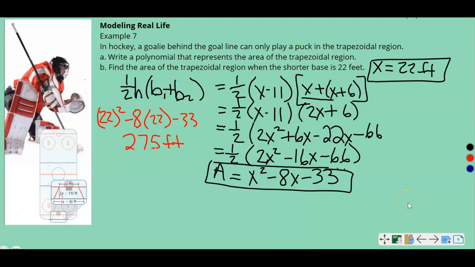All right, so A part is here. A part says write a polynomial, so we did that. And then B part says find the area, so the area is 275 feet. So we have answered both A and B. If you have any questions, please let me know.